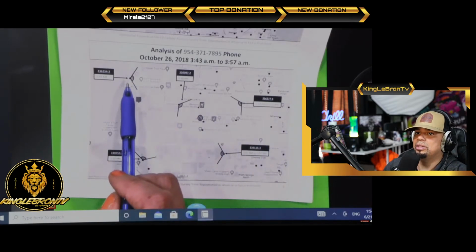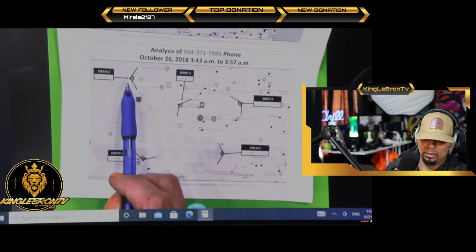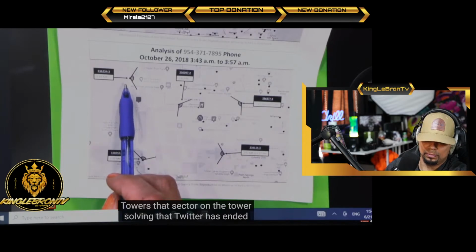Let's go through here and see. The same thing, all these cell sites that are shown are from the protocol measurement data from Sprint's engineering reports, and those towers in that sector on that tower saw the phone at whatever times indicated.